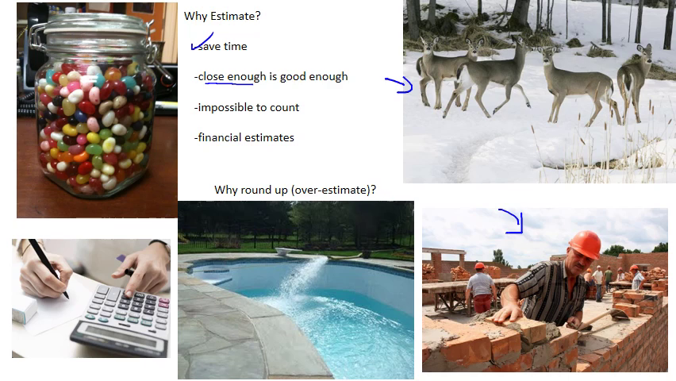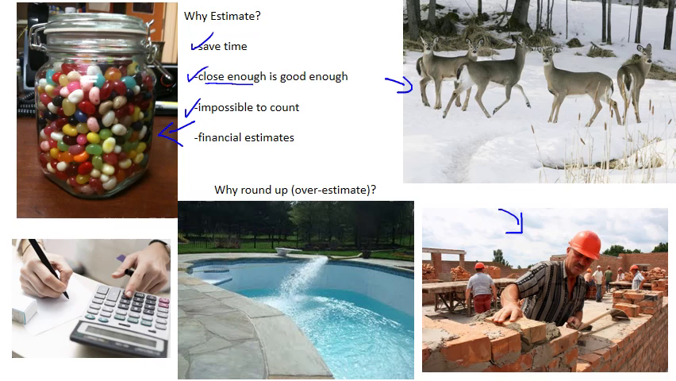You don't need to know the exact number of deer in Saskatchewan. You need to just know a good estimation. Deer are also impossible to count. The jelly beans, impossible to count. You can't see what's on the inside layer. So sometimes you just don't have access to those kinds of things.